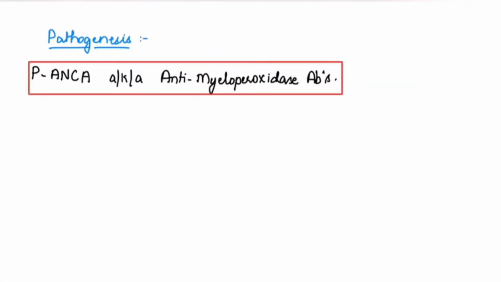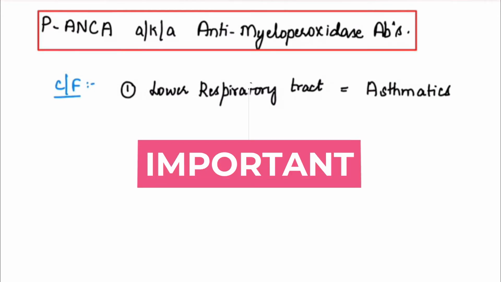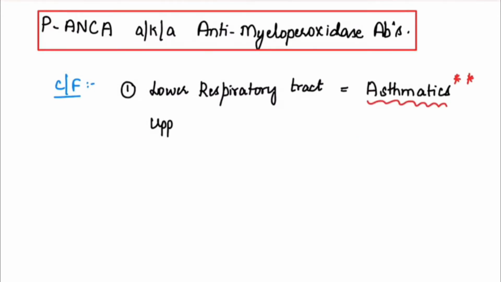Now, coming to the clinical features. So, lower respiratory tract symptoms predominate and it is commonly seen in asthmatics. This point is important to remember. Upper respiratory tract symptoms include rhinitis and sinusitis.